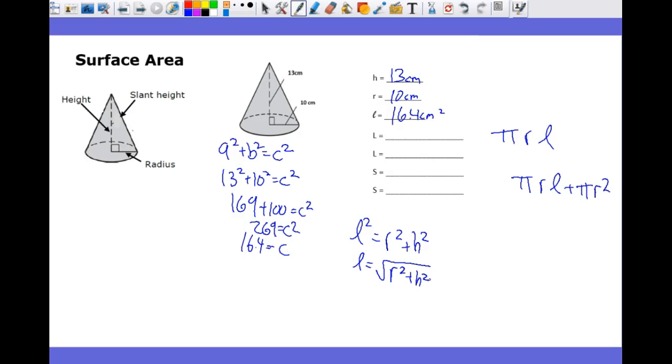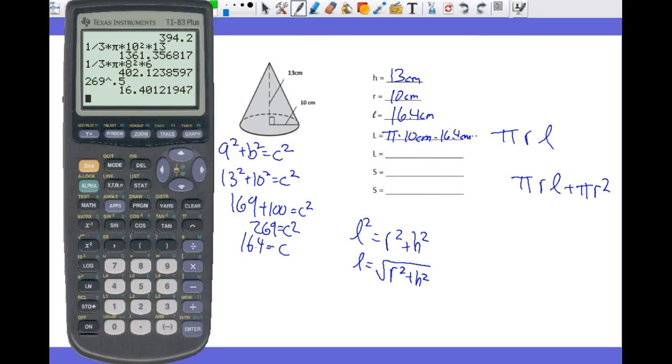Lateral surface area is pi times r. R was 10 centimeters times slant height, 16.4 centimeters. Oh, no, not squared, I'm sorry. Just normal. So you do the r squared plus h squared and you take the square root of it. Then take the square root at the end. You can put this all in at once, but you have to be careful and make sure you know how to do that in the calculator correctly.